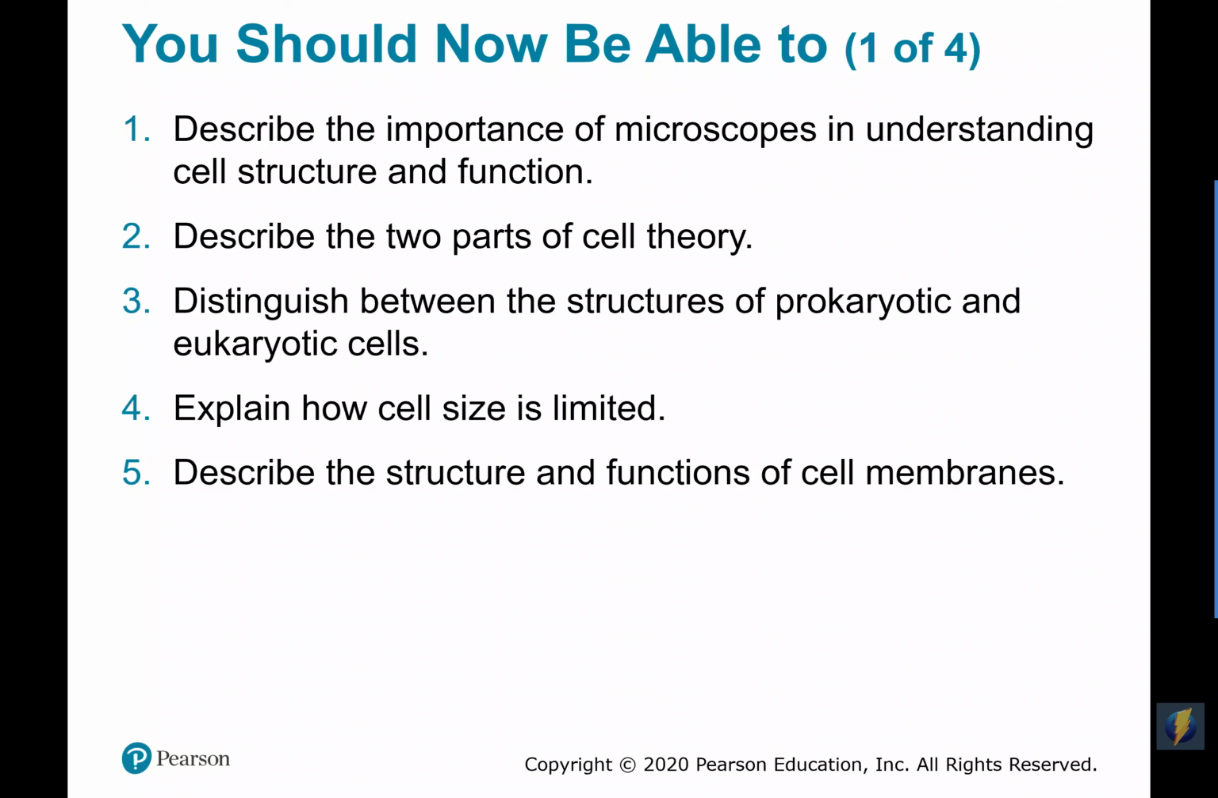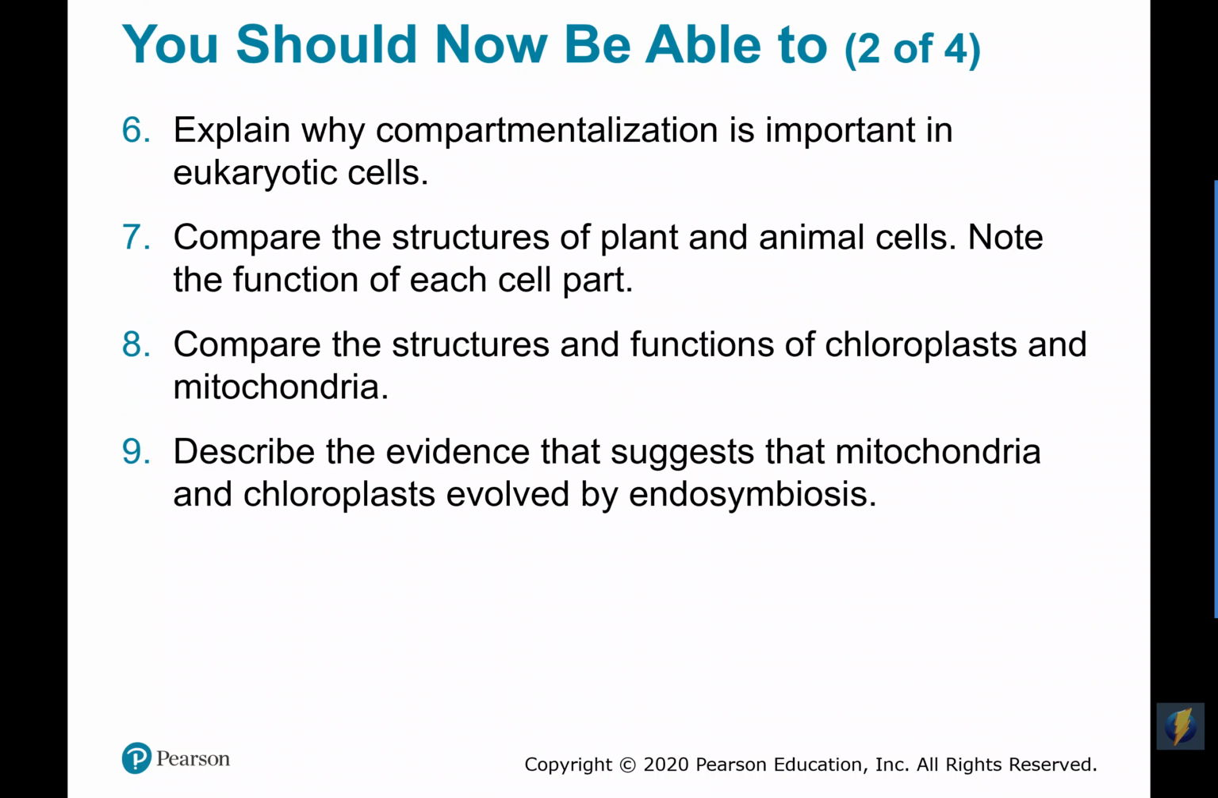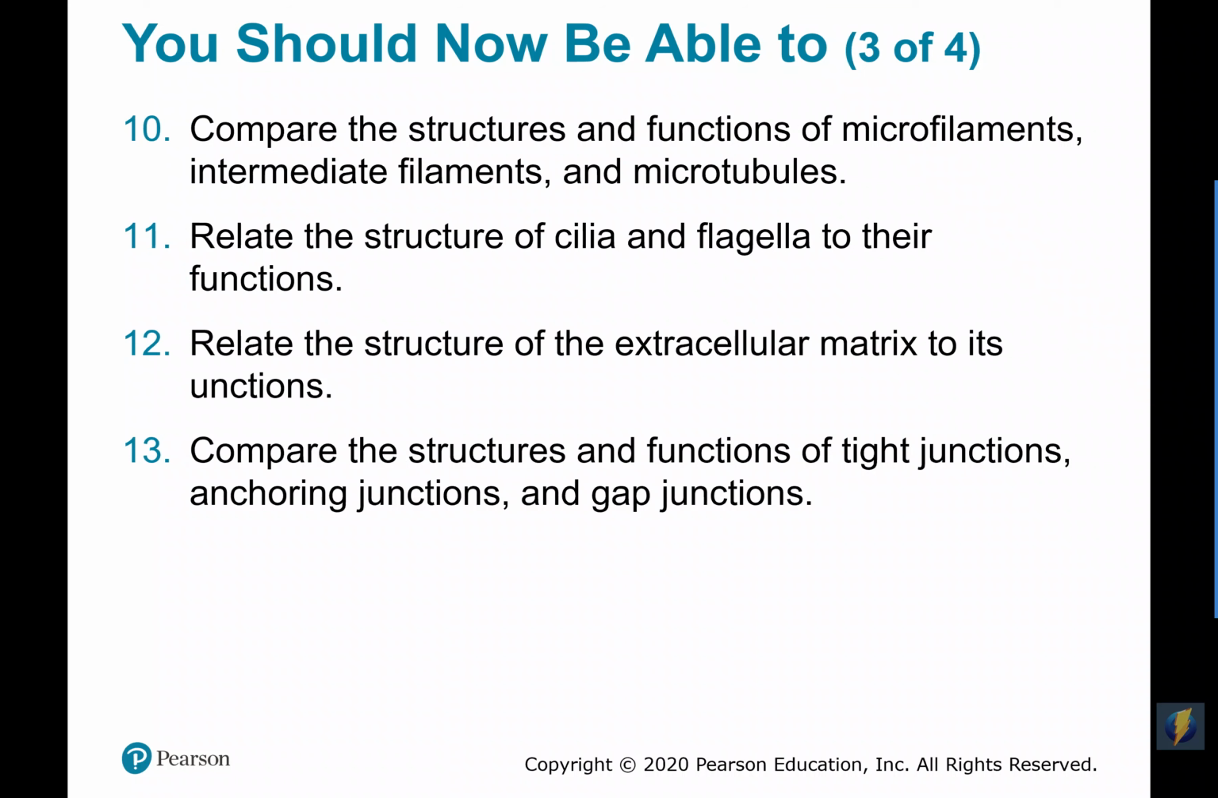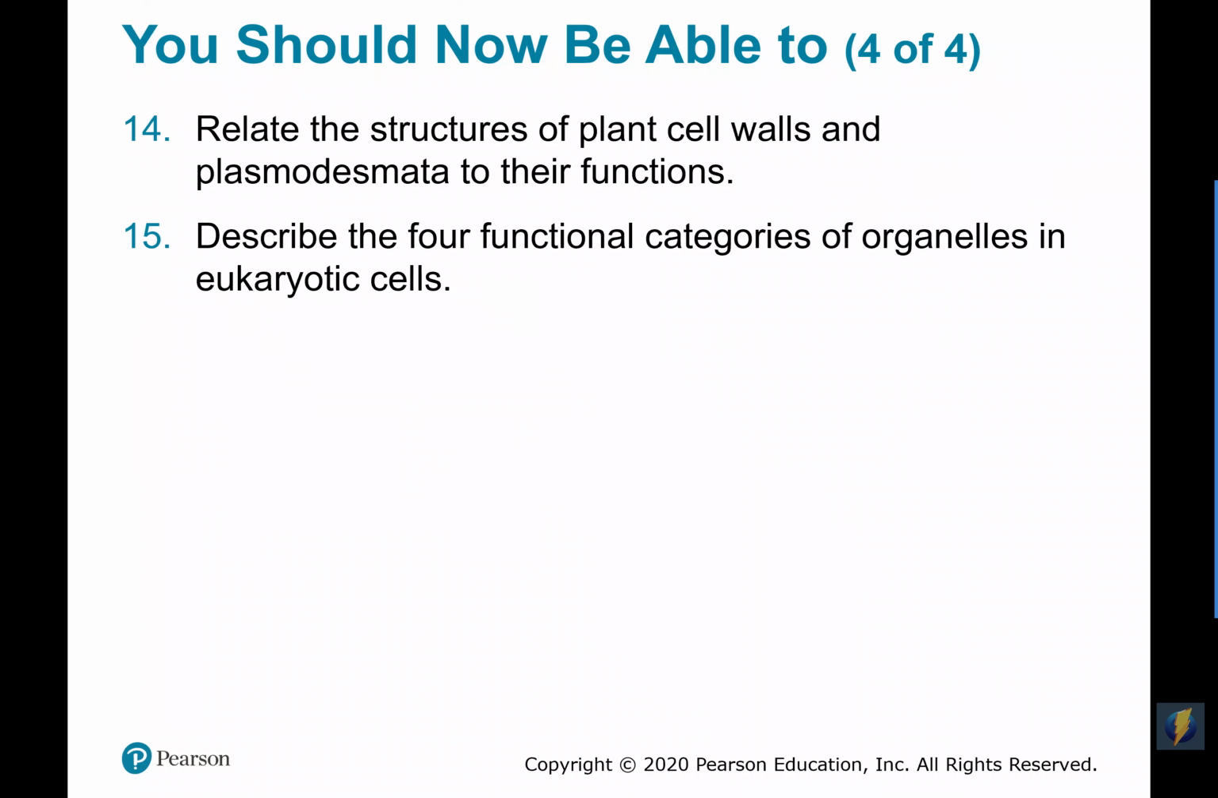If you think of it like a study guide, if you can answer these questions: describe the importance of microscopes, the parts of the cell theory, compare prokaryotic and eukaryotic cells, how cell size gets limited, structure and functions of cell membranes, compartmentalization in eukaryotes, structures of plant and animal cells, the different functions of chloroplasts and the mitochondria, endosymbiotic theory, compare and contrast the different parts of the cytoskeleton, relate the structure of the cilia and flagella to their functions, talk about the extracellular matrix, compare and contrast the three types of junctions between animal cells, and then also relate plant cell walls and the plasmodesmata to their functions, and just overall describe the different categories of organelles and how they function inside the cell, then you are A-OK with Chapter 4.